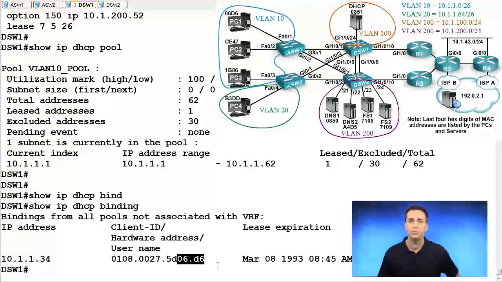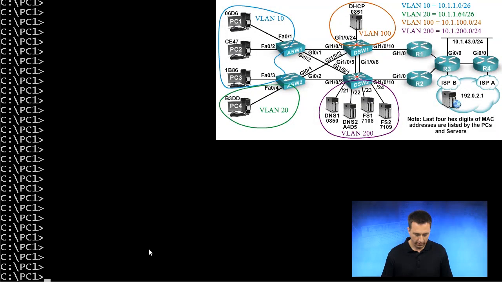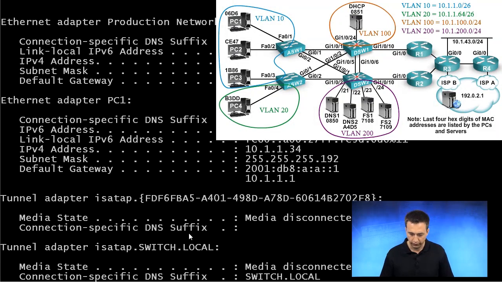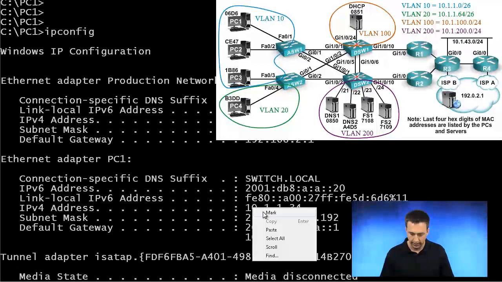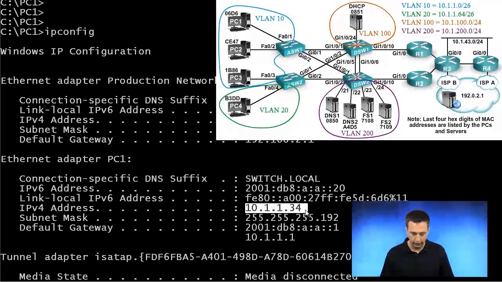Who is that in our topology? Take a good look at that. Oh yes, it's PC1. So PC1 has received 10.1.134. Let's go to PC1 and verify that. ipconfig on PC1. Scroll up. There it is right there. 10.1.134. Also received the domain name of switch.local.